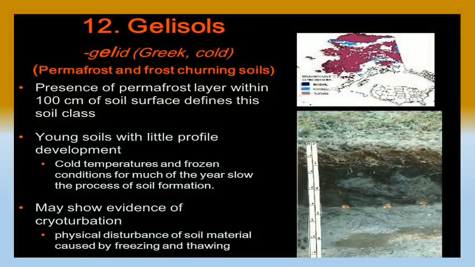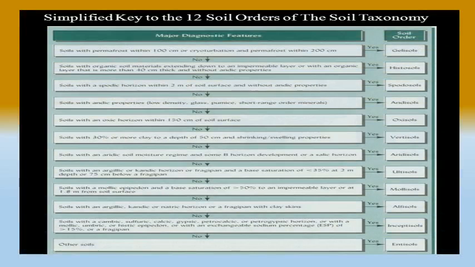Last, we have the gelisols. Gelisols are also known as permafrost and frost-churning soils. The presence of a permafrost layer within 100 cm of the soil surface defines this soil class. Young soils with little profile development. The cold temperatures and frozen conditions for much of the year slow the process of soil formation. It may show evidence of cryoturbation, the physical disturbance of soil material caused by freezing and thawing. This figure shows the simplified key to the 12 soil orders of the soil taxonomy.